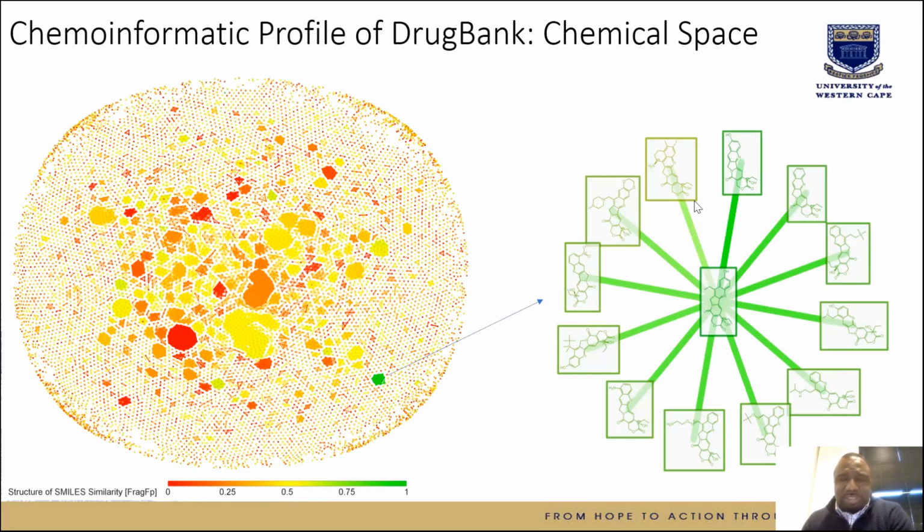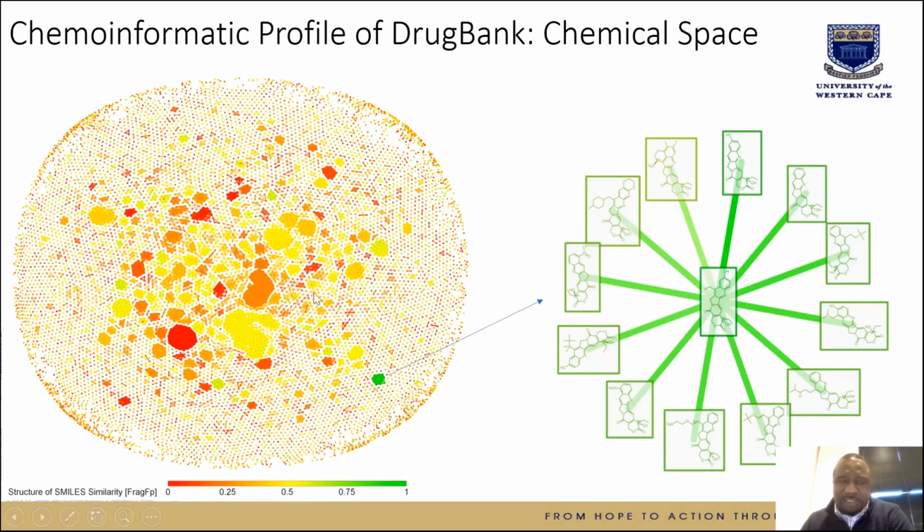So, interestingly, I just did a quick profiling of the DrugBank, looking at what the chemical space looks like in terms of fragment fingerprints of the compounds within the database. And what we saw was that quite distinct clusters were formed. And if we zoom in on one of the clusters, we could see the differences in terms of structural similarity, measuring structural similarity with fragment fingerprints.